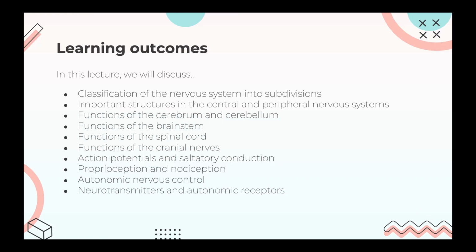So let's dive in. The learning outcomes for this lecture are the classification of the nervous system into subdivisions, important structures in the central and peripheral nervous systems, functions of the cerebrum and cerebellum, functions of the brainstem, functions of the spinal cord, functions of the cranial nerves, action potentials and saltatory conduction, proprioception and nociception, autonomous nervous control, and finally neurotransmitters and autonomic receptors. Now, you might be unfamiliar with a lot of these terms, but we will discuss them throughout this video.